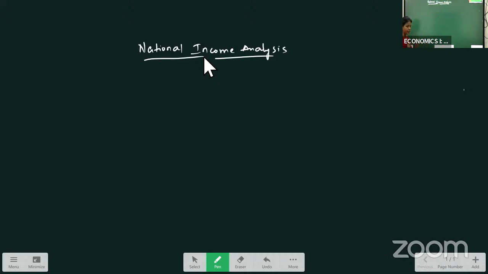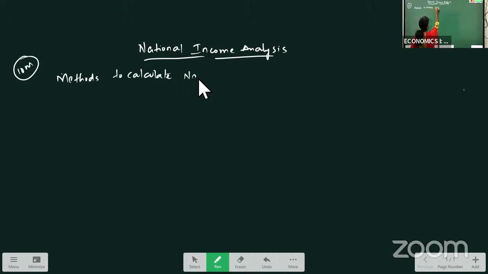Okay, so first let us discuss with the LAQ, that is your compulsory 10 marks question. What is national income? What are the various methods to calculate national income? So here in this chapter, 10 marks plus 5 marks plus 2 marks questions. That means total 17 marks you can score from this chapter, and these questions are compulsory questions. It's not an optional question, it is a compulsory question.